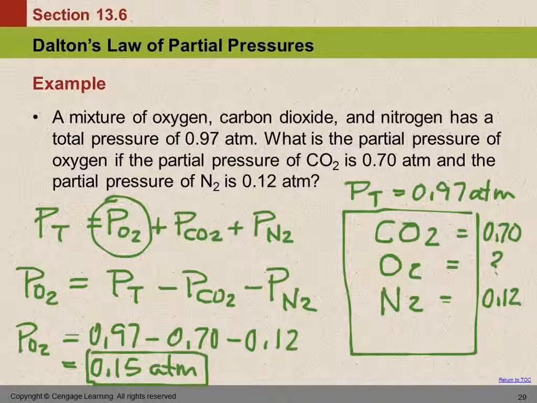And then it's always a good idea to ask yourself, does that make sense? Does it seem at all reasonable? If we came up with a partial pressure for the oxygen that was greater than the total pressure, that would be kind of ridiculous. If we came up with a negative pressure, that would be ridiculous. Any questions?